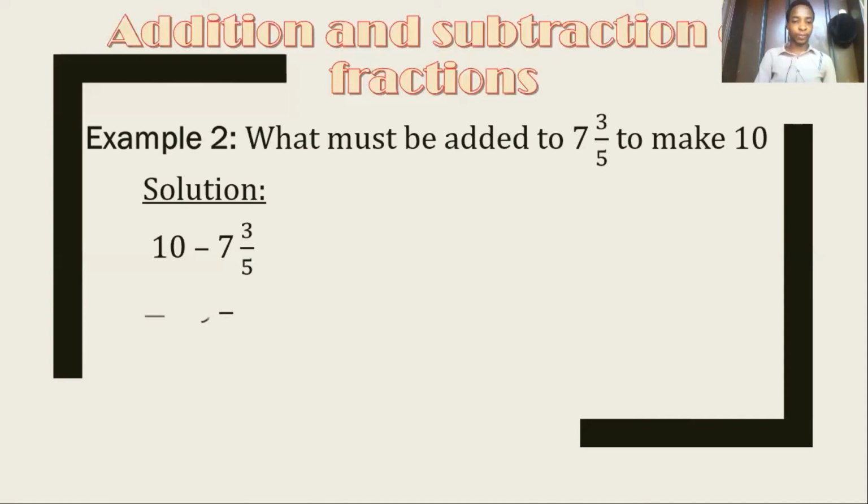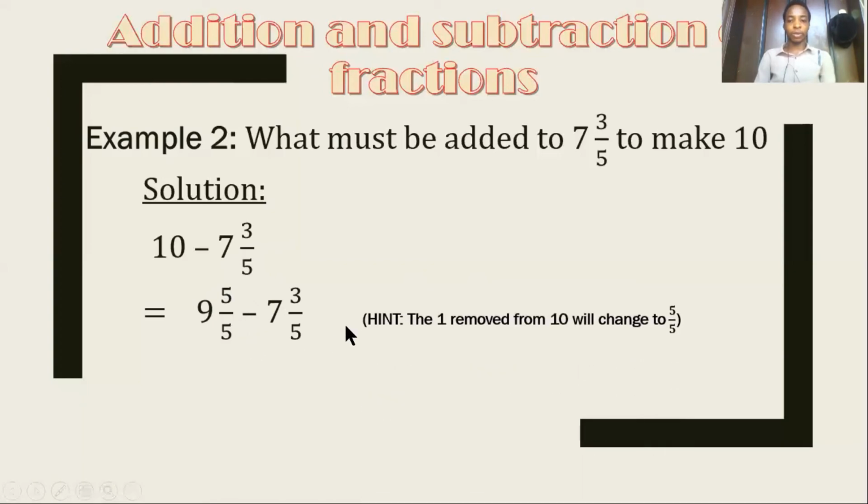See what I mean? So I borrowed 1 from 10, which remains 9. The one I borrowed now has changed to 5 over 5. Why? Because 5 is my denominator here. I hope you get that. Whatever your denominator is, what your one will change to. That means very simple, and you'll see the reason why as we progress. So this is what I meant. The one I removed from 10 will change to 5 over 5 because my denominator for the other fraction is 5. Now once I have this, it's quite easy.